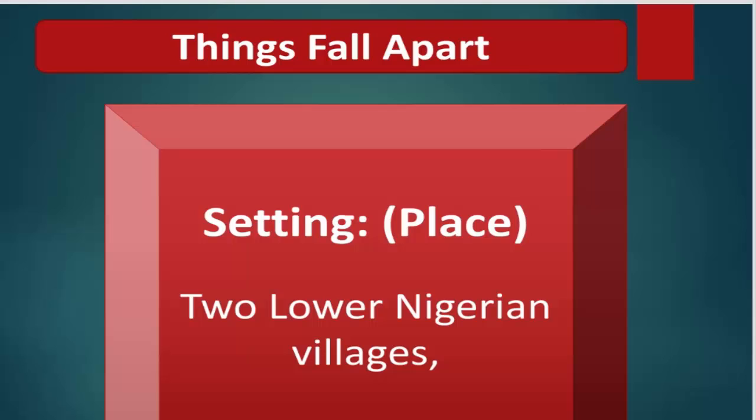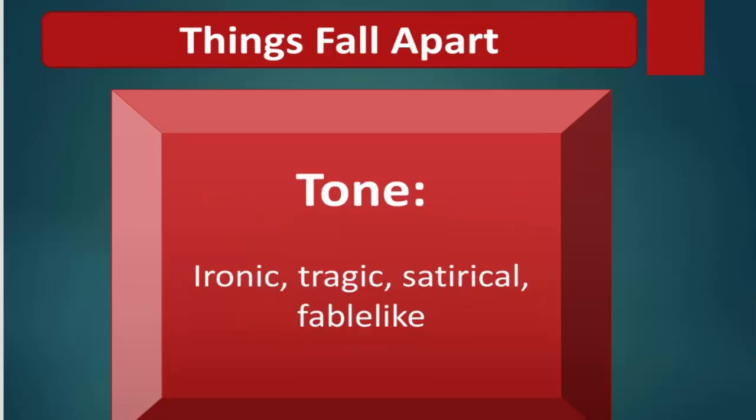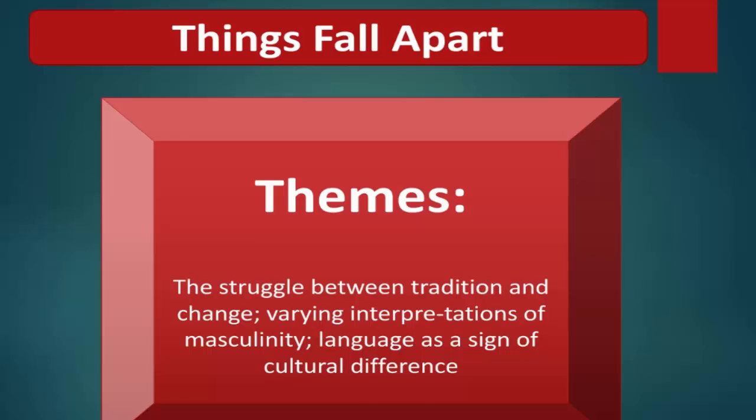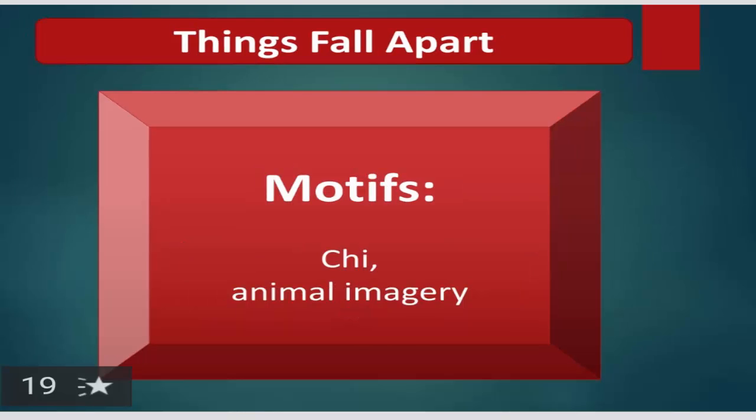Setting by place, two lower Nigerian villages. Tone: ironic, tragic, satirical and fable-like. Tense, it's in the past tense. Themes: the struggle between tradition and change, varying interpretations of masculinity, language as a sign of cultural difference. Motifs: chi and animal imagery.